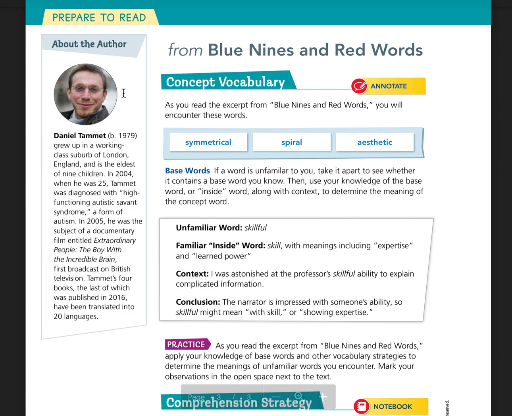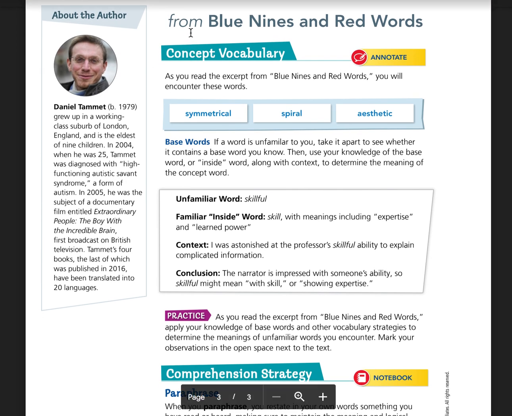So we would always read this with the audio when we were in class together. So this is from Blue Nines and Red Words. That's the name of the memoir, and the selection that you're going to be reading is an excerpt, or a piece, from that memoir. So the author, Daniel Tammet, was born in 1979, and he grew up in a working class suburb of London, England. So he's not American, he is English, and he is the eldest of 9 children.